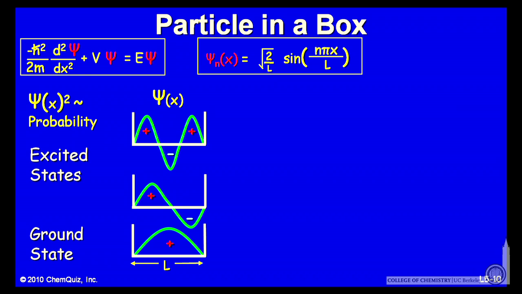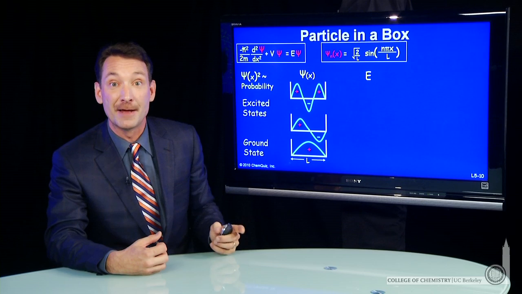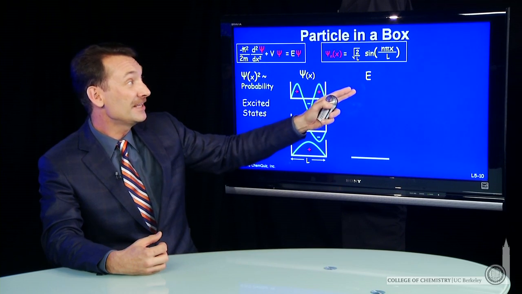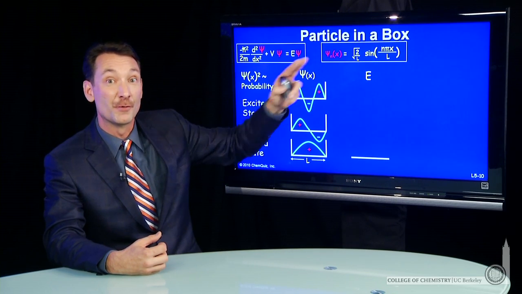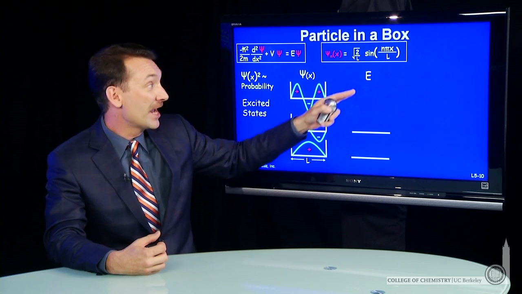So these functions psi give us the probability, when we square them, of finding the particle at various locations in the box. We can also ask, what's the energy of that particle? We can calculate the energy using our expression for the wave function and the probability squared. And we can say, well, I'll rank the energy.